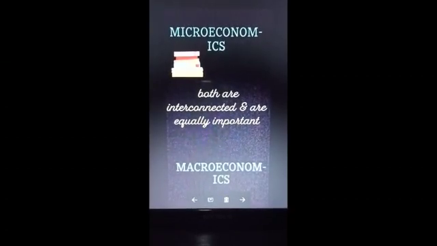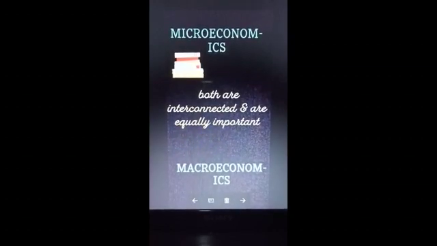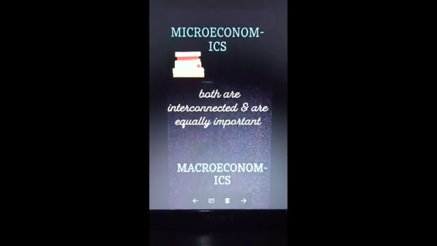Good morning everyone. Today I, Ankita, am going to start your new session with your first book, that is macroeconomics. Before starting with macroeconomics, you must be clear about the basic concepts and principles of microeconomics, which we have already read in your 11th grade.